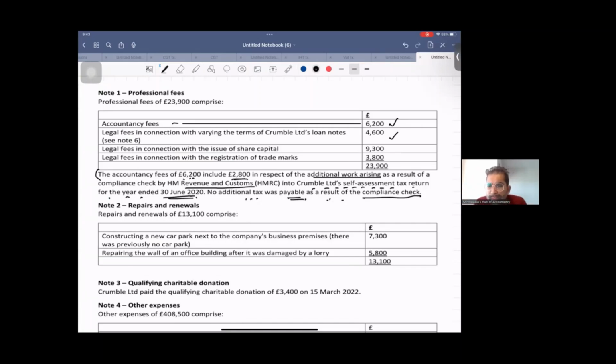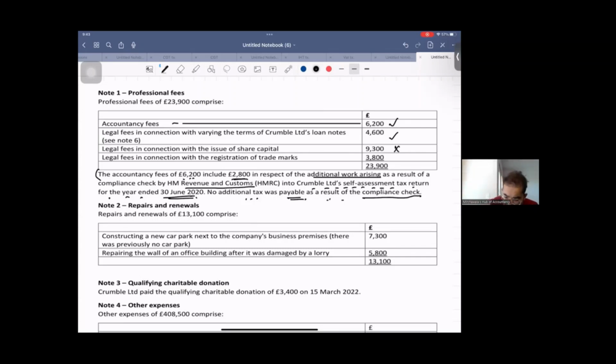guys remember the trading income chapter rules. Legal fees for a loan are allowed, but legal fees for equity are not allowed. Equity means the owner is involved. So this is allowed. Legal fees in connection with the issue of share capital are never allowed. Equity, not allowed. No relief on equity.